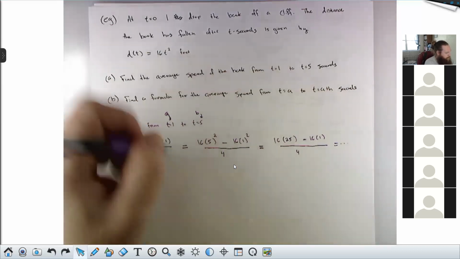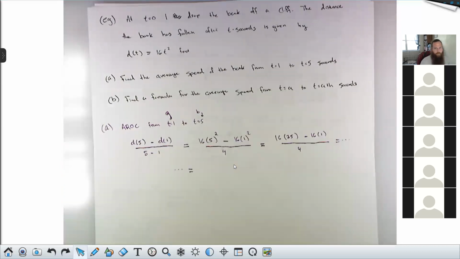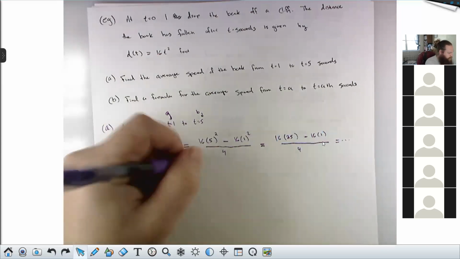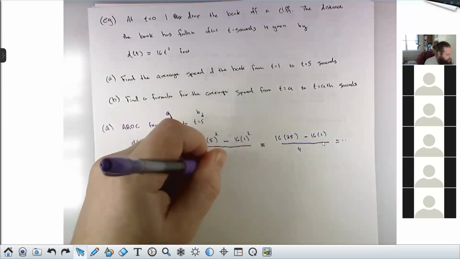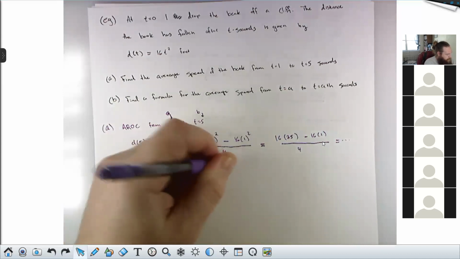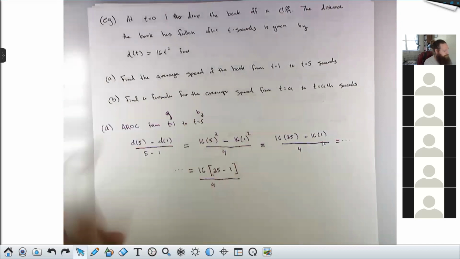But then instead of multiplying the 16 and the 25, there's a smarter move here, which is to factor out the 16. Look, this numerator has 2 terms. The first term is 16 times 25. The second term is 16 times 1. There's a common factor of 16, which I can bring out. And then what I'm left with is 25 minus 1, and all of this is over 4.